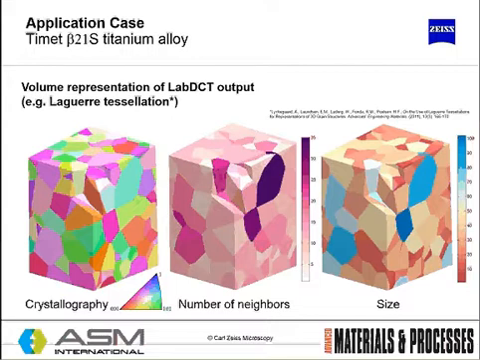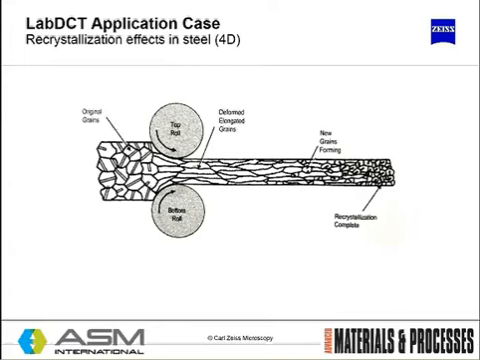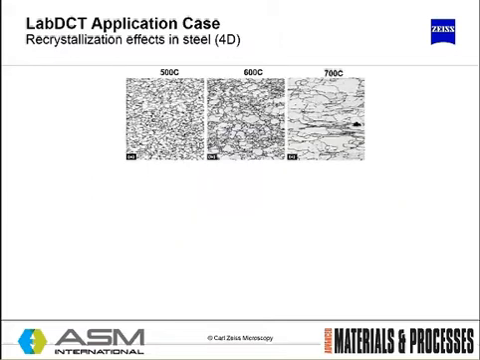A tessellation, incidentally, is a basic space-filling algorithm using the input from the lab DCT reconstruction, and furthermore, in future, more accurate grain morphology algorithms will be developed as the technique progresses, and with successive generations of the technology that is occurring. In steel, here's our schematic again. So you can do this non-destructively within a steel sample.